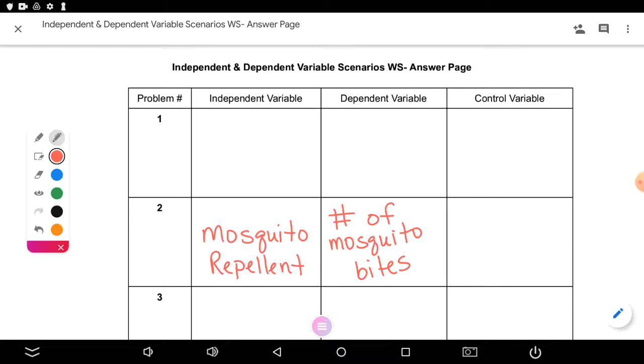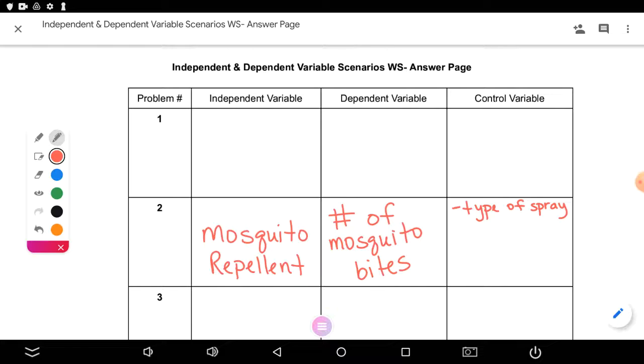Control variables. Fisher? Type of bug spray. Okay, you're only spraying it on one arm, but yes, you would have to be consistent if you do this over several days. You're right. If you do the trial more than one day, the type of spray would have to be consistent. But let's assume we just do it in one day, so we only have one spray. I'm going to go ahead and write that because you're right.